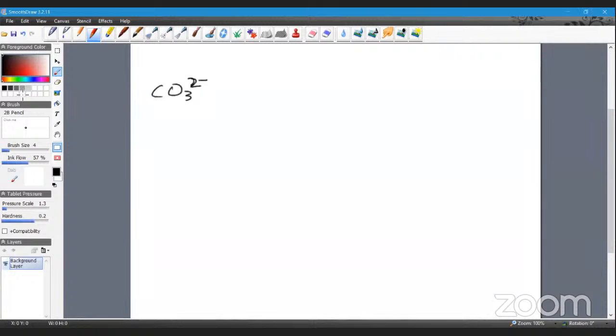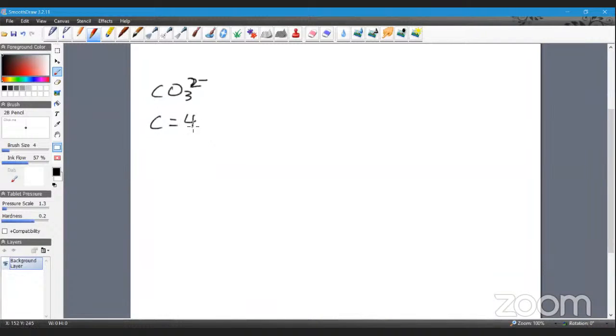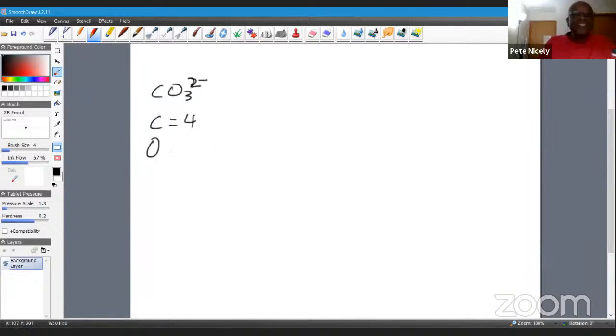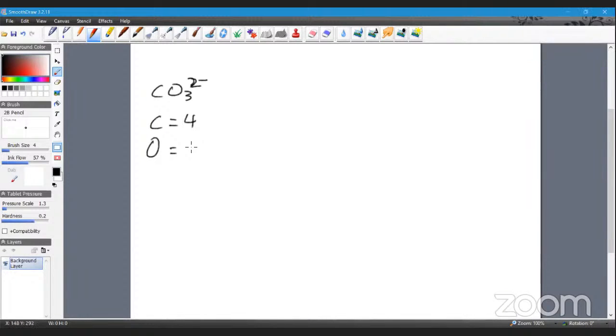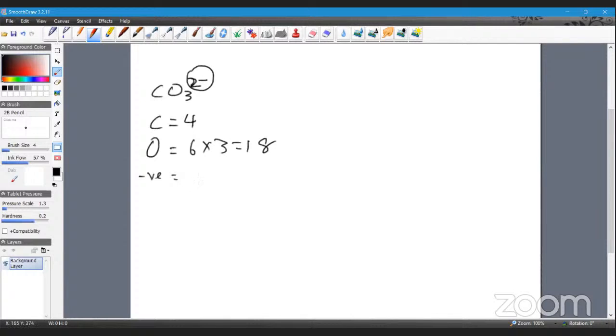How many valence electrons are in carbon? Okay, so how many valence electrons would carbon provide? 4. Good, okay. And then for the oxygens, how many valence electrons would each provide? 6 and then times 3. So that's, okay, so it's 18, right. And then we have to take into account the -2 charge. So how do we do that? You do +2 with the 3, so it'll be 5.